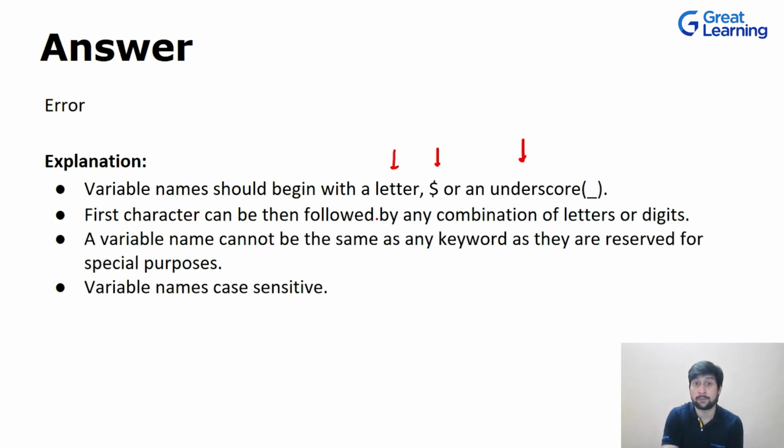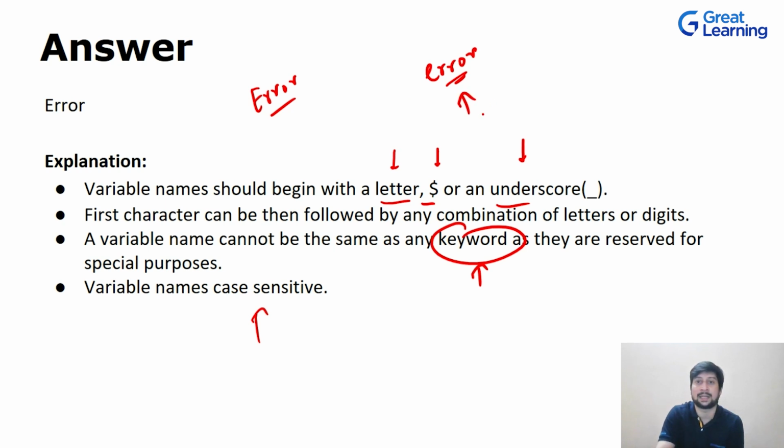And the first character should be followed by any combination. So that means you should have a letter, a dollar, or an underscore. After that, there can be any combinations of letters or digits. And variable name cannot be same as a keyword. So this is the thing that we have to keep in our mind, that these keywords are reserved for special purposes and we cannot use them. And a variable name is case sensitive. That means let's suppose you have defined a variable named as error, and then you want to access it like this. So that is not possible. It will say that this variable has not been defined.